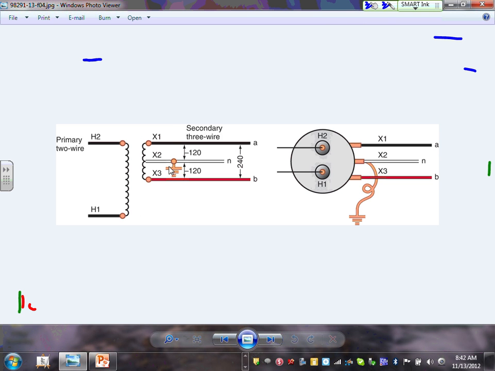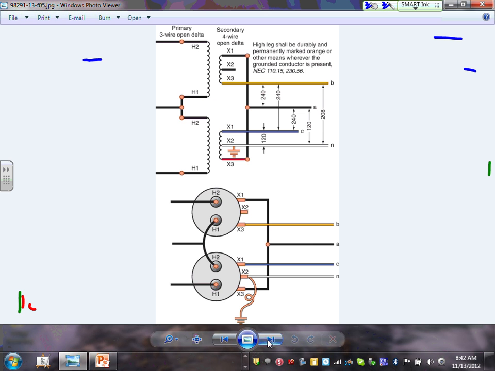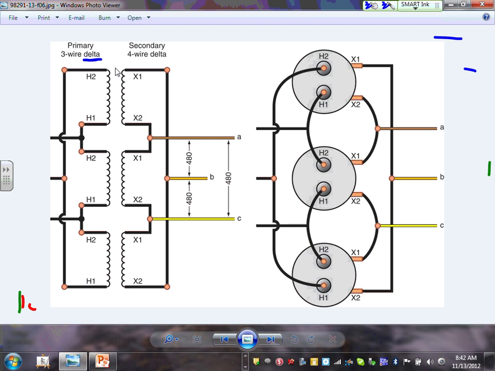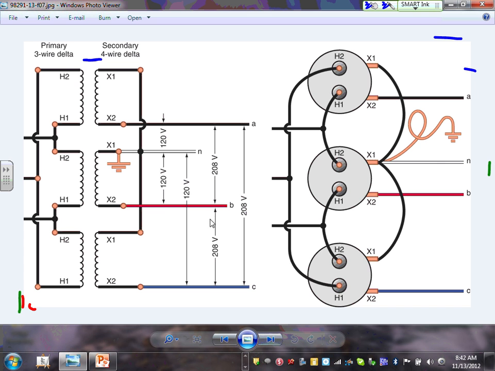Okay, so we got that one. We got this symbol for the transformer, how they use it. We got this open delta. We got this delta-delta, primary delta, secondary delta, 3-wire, and we made it 4-wire. This is a wrong one in this case. Okay, I think here's the 4-wire in the second one. You can see the 4-wire 208/120, you get it. 4-wire delta. This is not a delta.